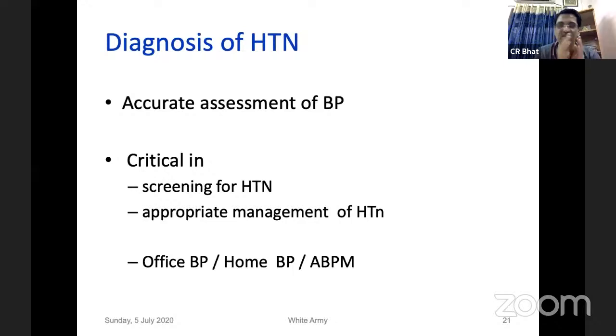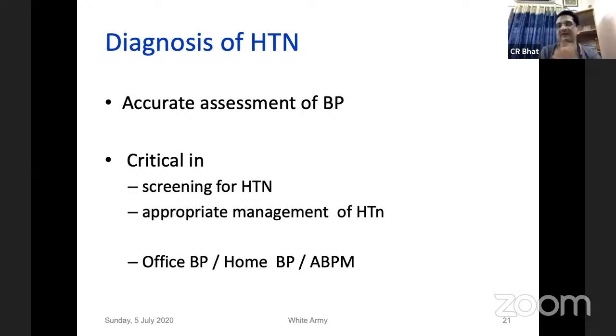Now we have office hypertension. What people call office blood pressure is recording the blood pressure in the hospital setup, in the clinic setup, by the doctor or a paramedical staff. All of them are considered office blood pressure. Home blood pressure means the recording of the blood pressure by the patient himself or the family members inside the home, in the house, in their normal relaxed atmosphere.